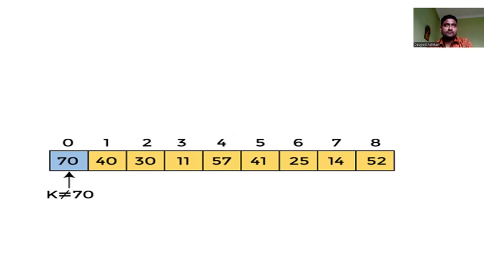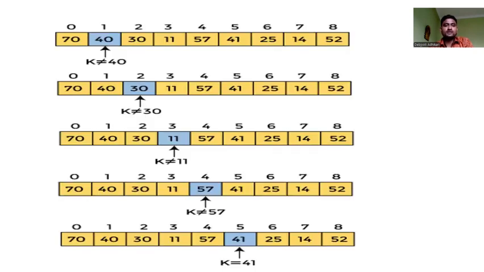So first check index number 0. Is index number 0, containing 70, equal to k, meaning 41? No, it's not equal to 41. Just move towards the next index. Next, check index number 1. 40 equal to 41? Yes or no? No. Next, move to index number 2. 30 equal to 41? No.